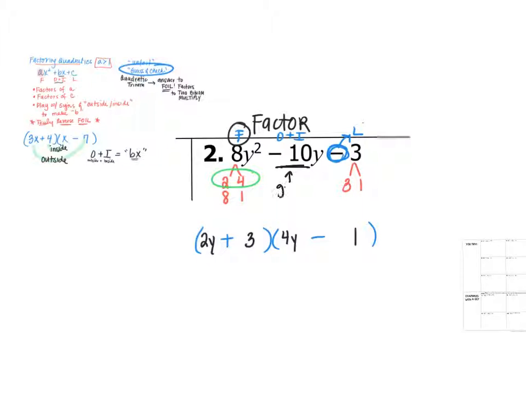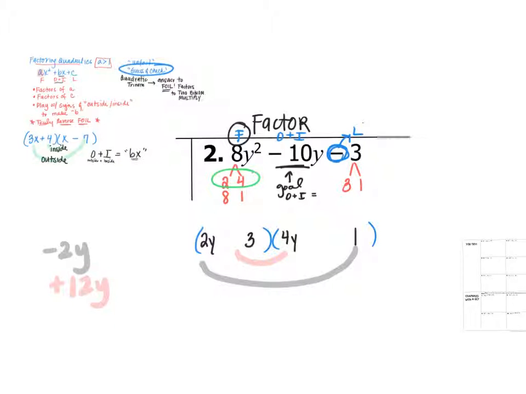Remember, our goal is to get our outside and our inside to equal negative 10y. So I'm going to check my outside. My outside is right here, and it's negative 2y. I'm going to check my inside, which is positive 12y. And it looks like negative 2 plus 12 makes a negative 10. No, I'm sorry. Negative 2 plus 12 makes a positive 10. We need a negative 10, so why don't we just switch the signs around and see if that will work.